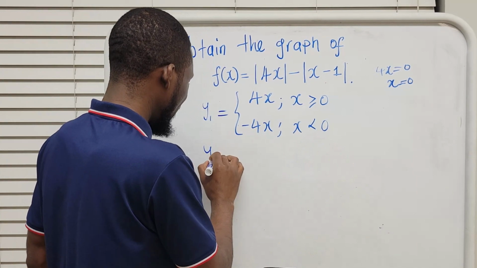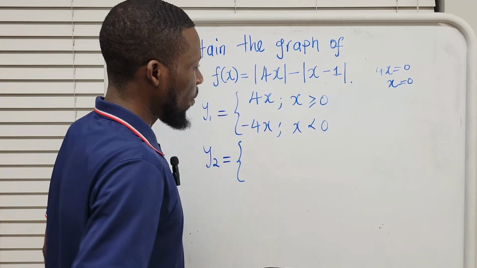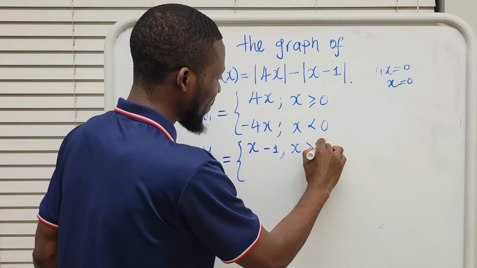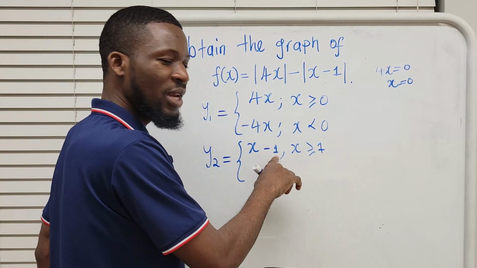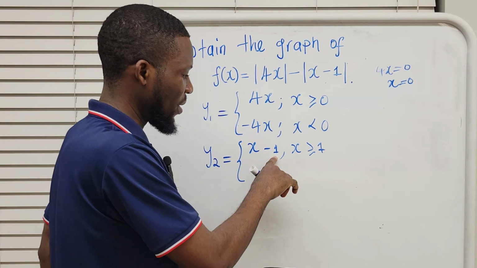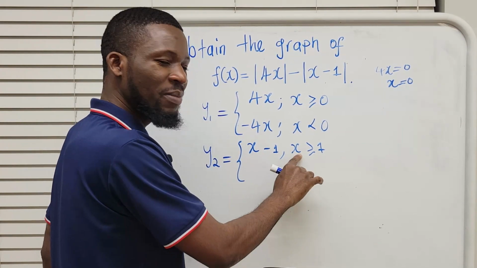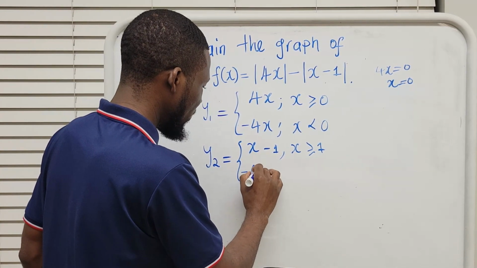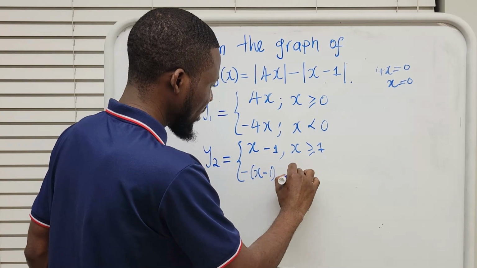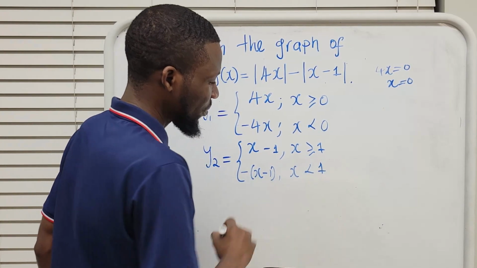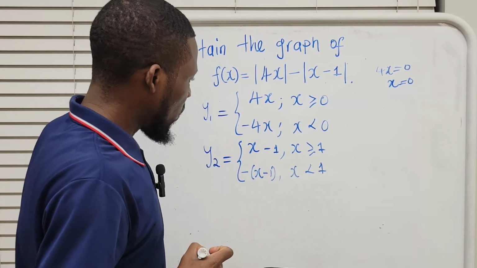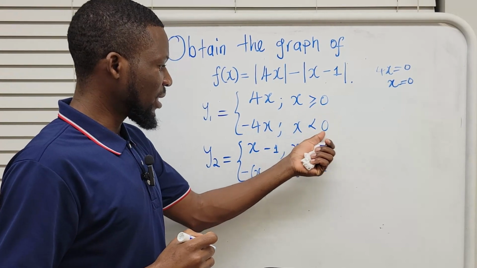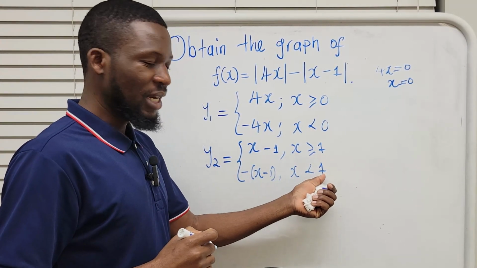In the same way, we can define y2. Now y2 will just be equal to x minus 1 when x is greater than or equal to 1, that is x minus 1 equal to 0, so that x is equal to 1. So this expression can only be positive if x is greater than or equal to 1. Now this expression will be negative if x is less than 1. Okay? Now observe that you have the values of x that are greater than or equal to 0 and less than 0, then greater than or equal to 1 and less than 1.